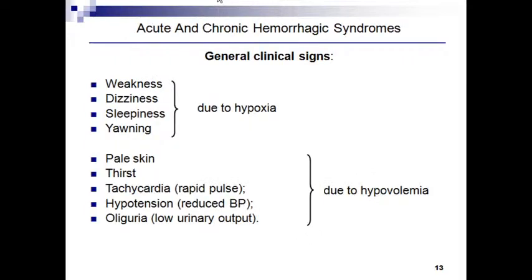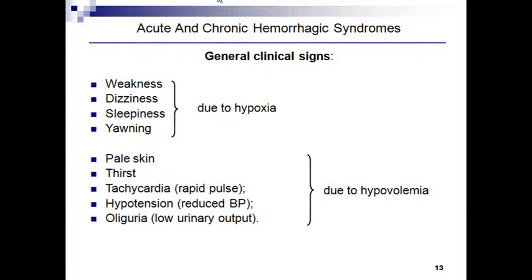Acute and chronic hemorrhagic syndromes both have general clinical signs and local signs. What is a general sign? It is a general, non-specific response of the body to bleeding. There are two mechanisms of general signs: due to hypoxia, as a reduction of oxygen saturation of blood, and due to hypovolemia, due to decreasing of volume of circulation.